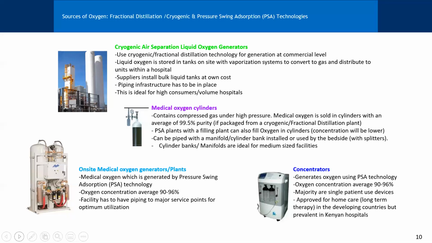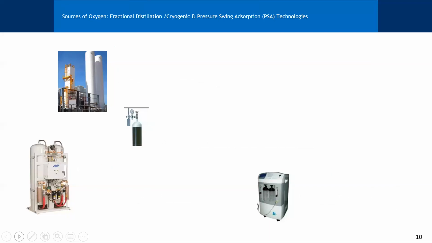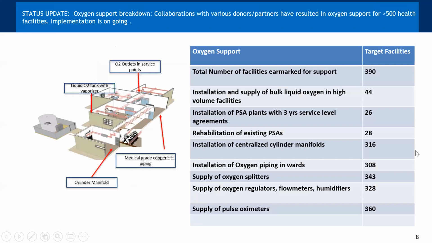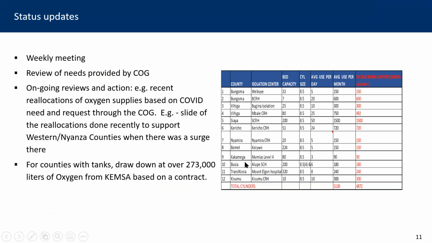And it is part of what we are focusing on as we talk about these 26 facilities that have been targeted. And I think that targeting is informed by the data we get from counties. So the committee reviews the needs that are provided by COG. Actually, we are having an emergency meeting this afternoon because we have just received some requests from COG. So we review and we take action.